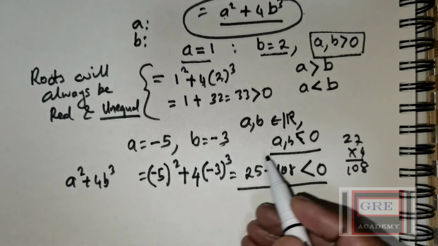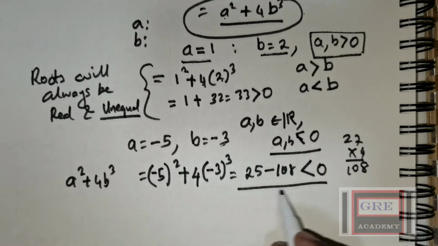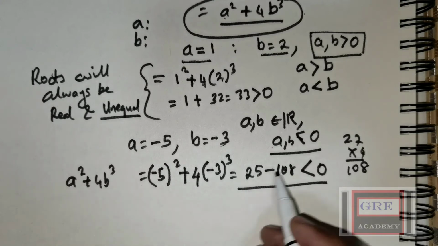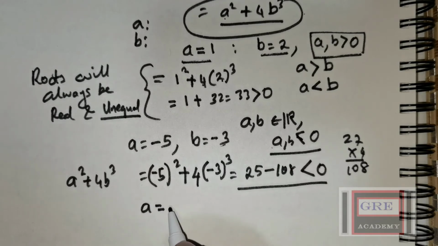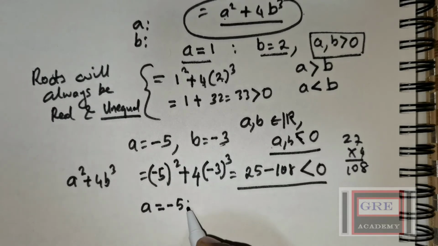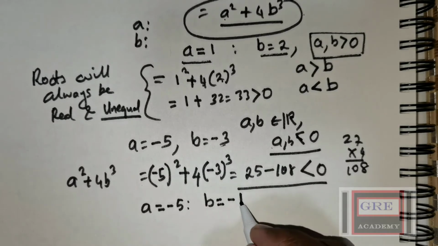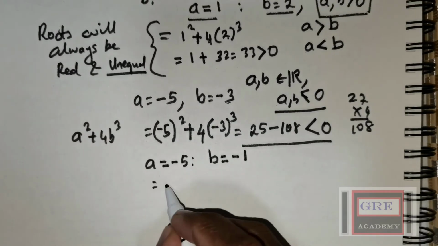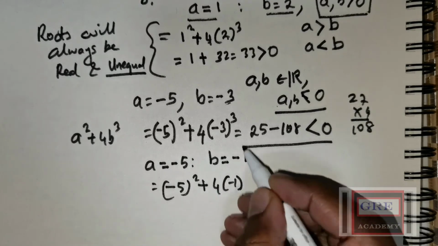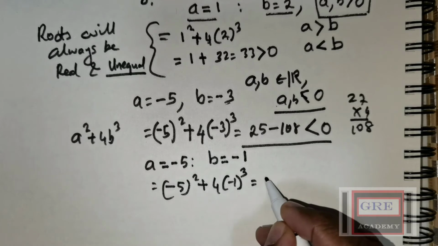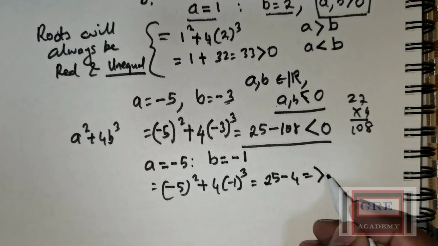So the condition is when a and b become less than 0, the outcome will depend upon the values that we choose. Say for example, if I were to choose a to be negative 5, and the value of b to be negative 1, then negative 5 squared plus 4 times negative 1 raised to the power 3 is going to give me 25 minus 4, which is a positive value.